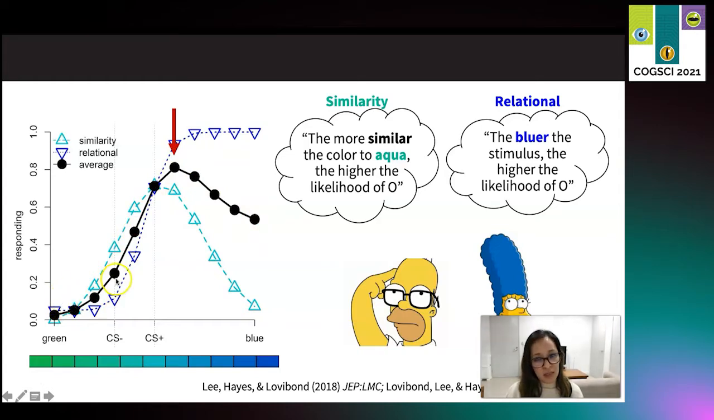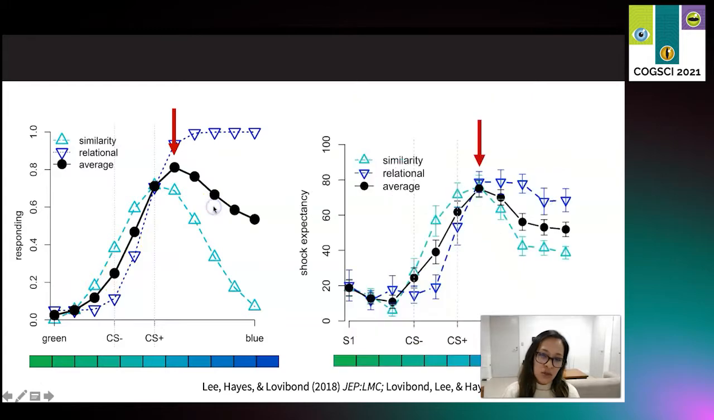So we set out to test whether this could potentially account for peak shift, and to cut a long story short, that's basically what we found. So we found an overall peak shift, and when we divided participants into these similarity and relational groups based on self-report, we got gradients that were distinct and consistent with their reported rule.